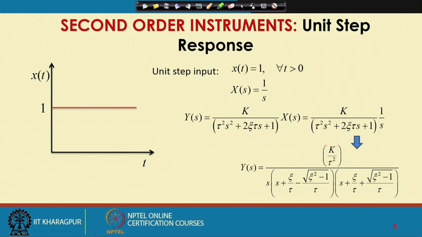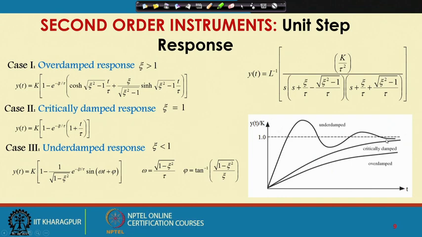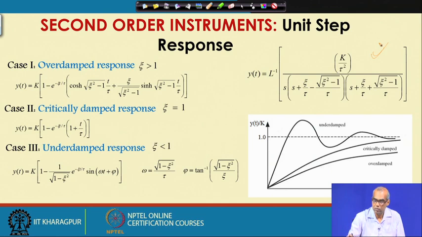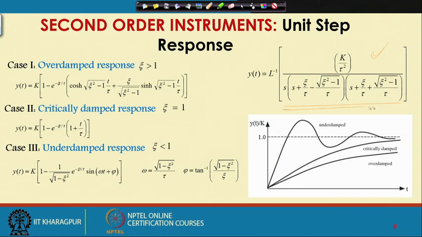If you do that, you will get different types of response depending on the value of zeta. So, this is what we obtain from the transfer function of the second order instrument after putting x(s) equal to 1 by s, and then we rearranged and wrote it in this form. Now, you take the inverse of this.